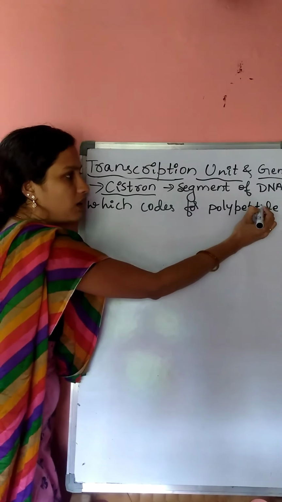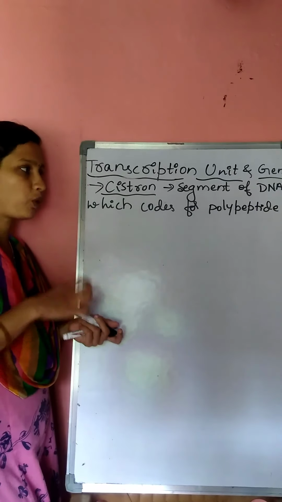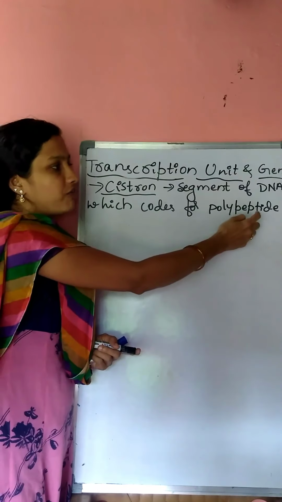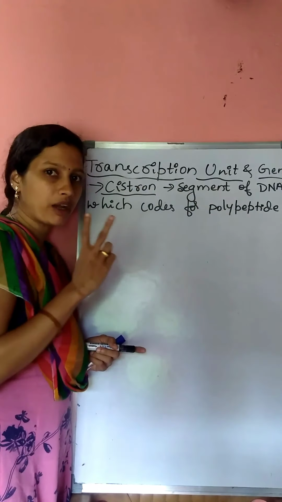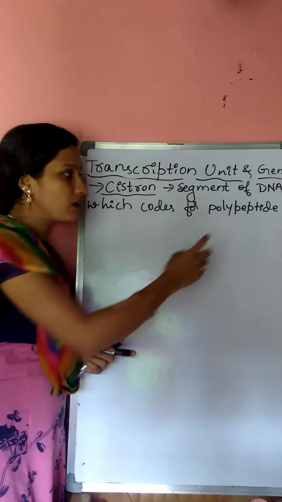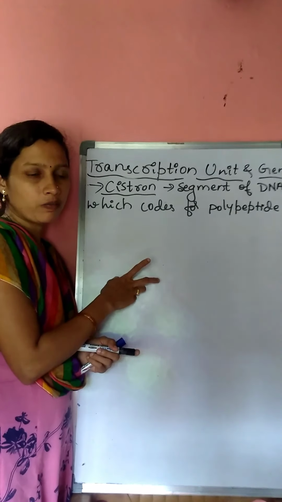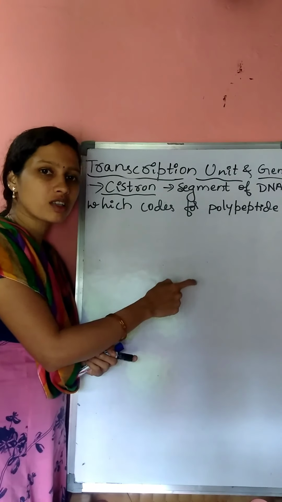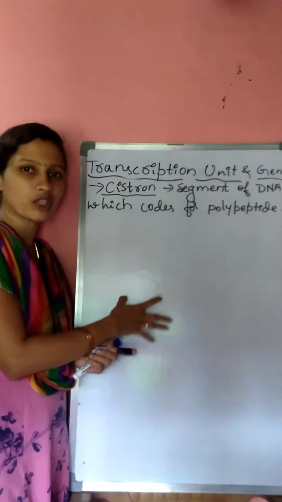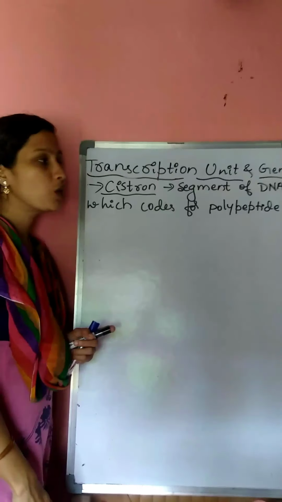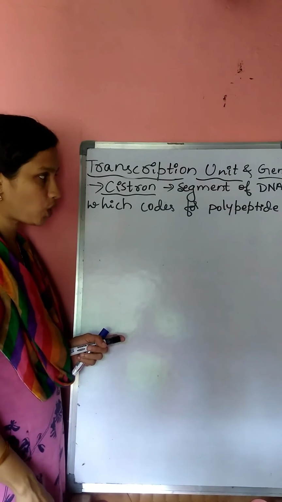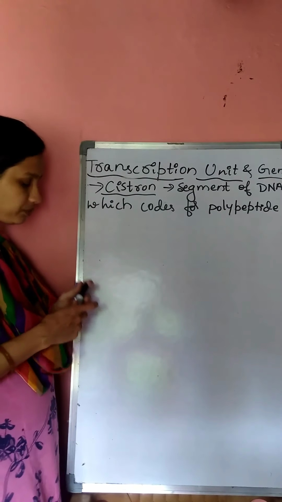Polypeptide is nothing but protein. In a protein, many amino acids are present, and two amino acids are linked together by a peptide bond. In the structure of protein, many peptide bonds are present. That is called a polypeptide. So cistron is the segment of DNA which codes for a polypeptide.